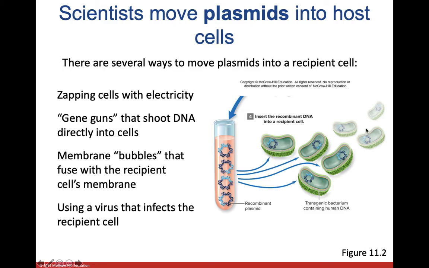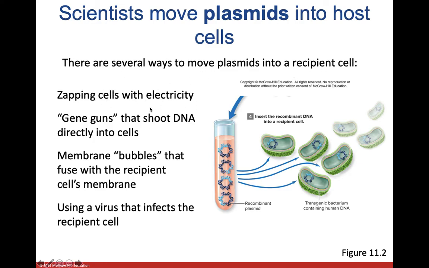So this is significantly easier, cheaper, and way faster. Bacteria are very, very useful in this ability to put genes inside of a different species, from one species into another. There are lots of ways to move plasmids around.